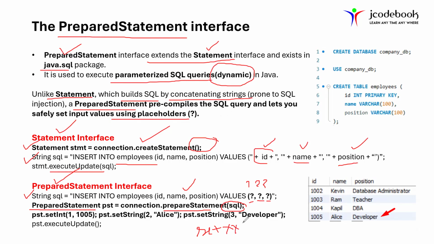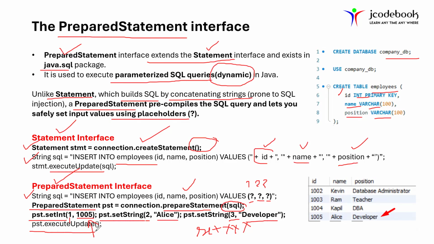For example, here we have created an employee table inside a company database. The ID data type is int, the name is a varchar, and the position is a varchar. So here you will use pst.setInt, where 1 is your column index, and you set the value, which can also come from the user, right? In a similar way, with pst.setString, you can pass the second column value, that is Alice. For the third column, you can pass the position, that is developer, and then you can call the executeUpdate function.